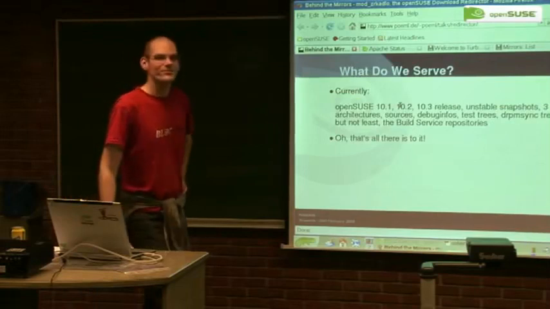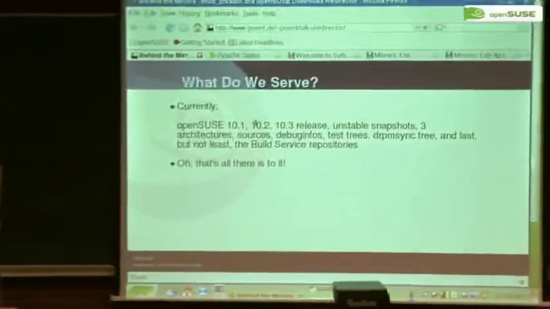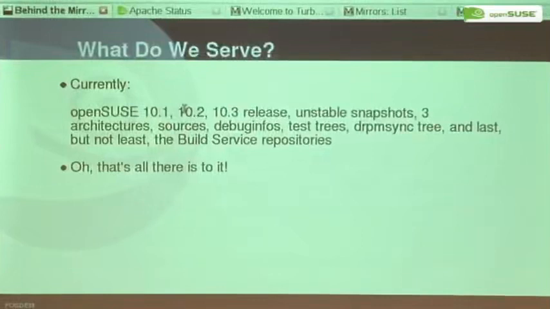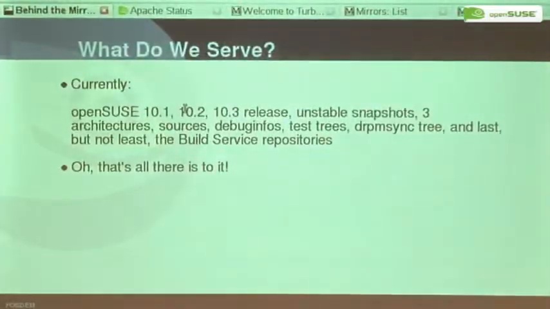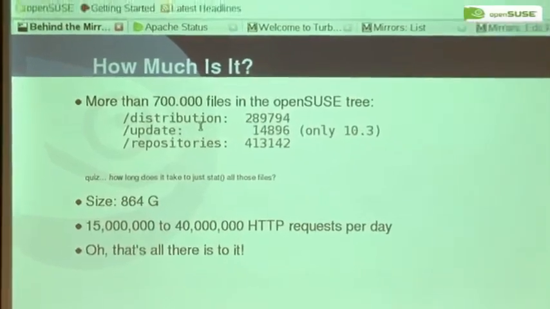So what do we serve at OpenSUSE? We have lots of products like release distributions, Gen 1, Gen 2, Gen 3. Then there are unstable snapshots, several architectures. Then there are sources, bug infos, test trees, other test trees, and then the build service since recently, which adds a lot to that. So that's all. Doesn't sound too bad, does it? But this is really much.